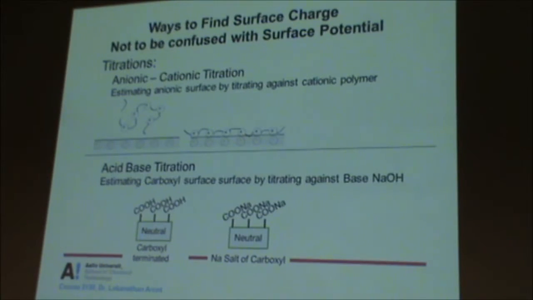So I would say in the case of unknown samples, titration is a bit complicated. But if you know the origin of the sample and if you are absolutely sure of all the ranges of anionic and cationic charges that are available on the surface, then titration becomes a very good technique to understand the surface charge density.